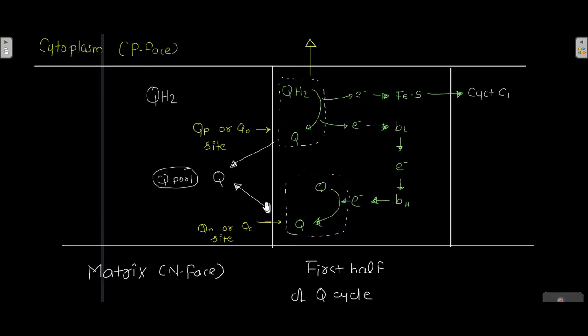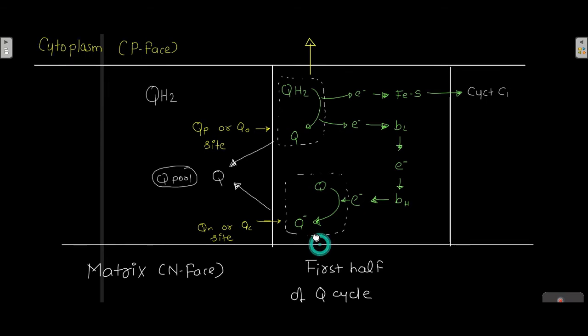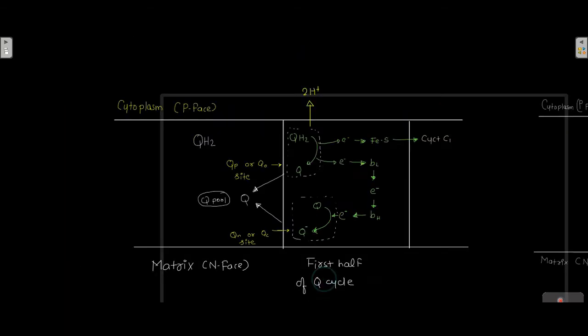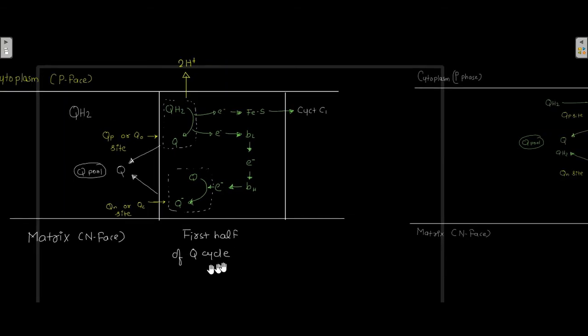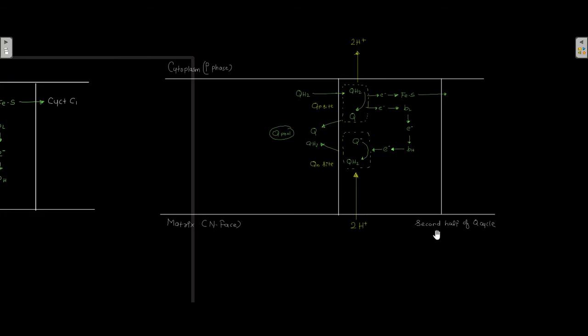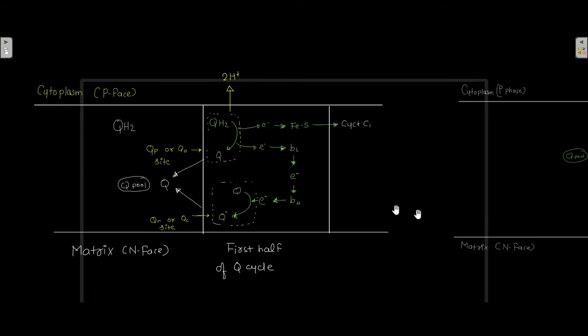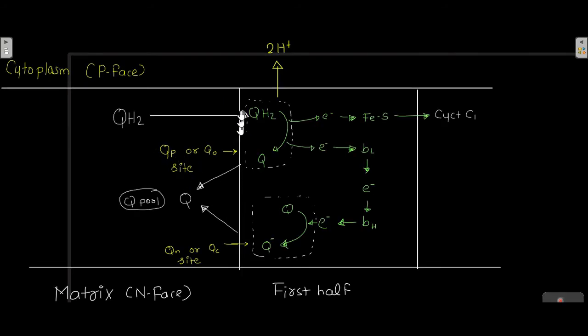Now let's try to understand whatever we discussed above with the help of this diagram. This is the first half of the Q cycle, and this diagram represents the second half of the Q cycle. This is the QP or Qo site, the binding site where QH2 comes and binds. QH2 has two electrons.